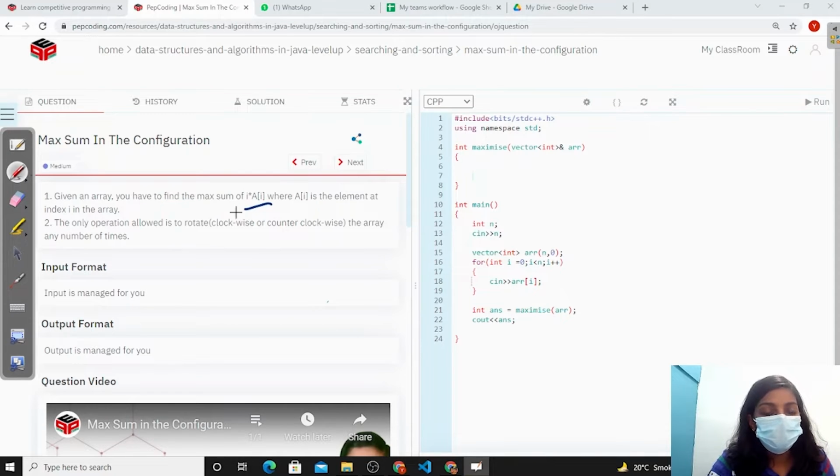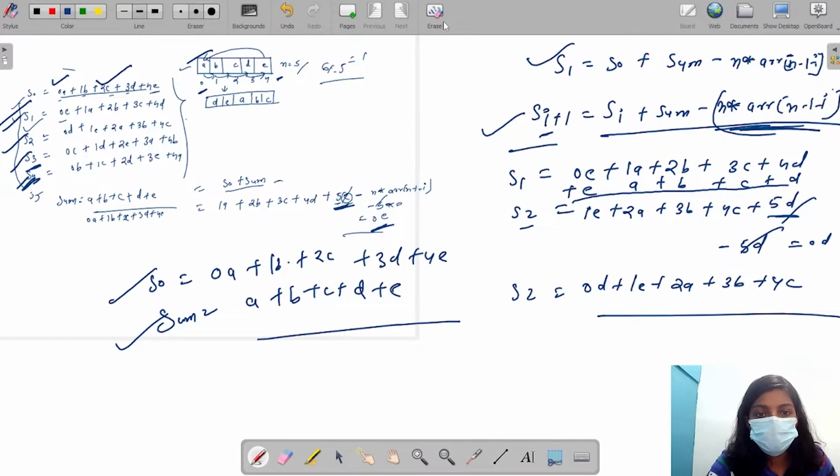So we had a choice of rearranging the array elements. We could have many rearrangements, but here we cannot rearrange the elements. We can only shift one element, like we can only rotate. We can shift one element at a time. So let's discuss what this question says.